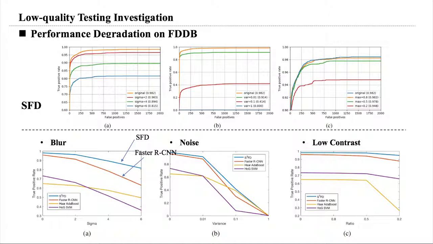For the noise, none of the algorithms can achieve good detection if the image is very noisy. And the contrast level can be adjusted by normalization, thus the detector is less influenced.